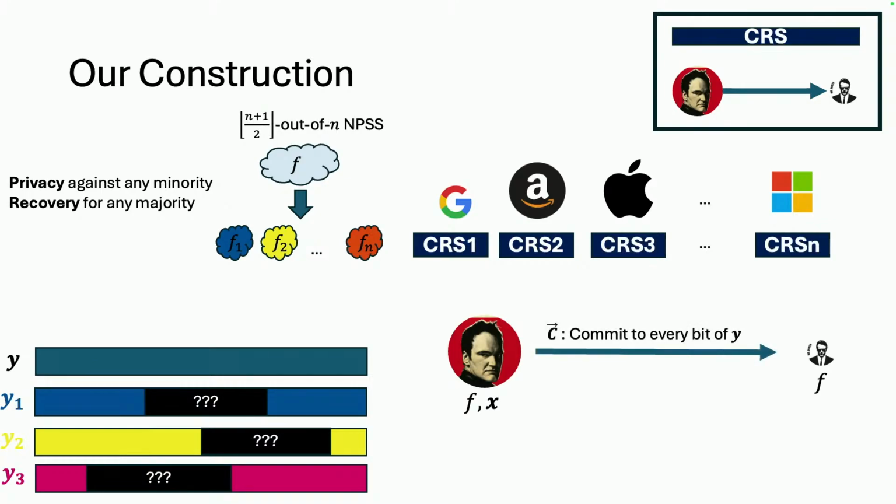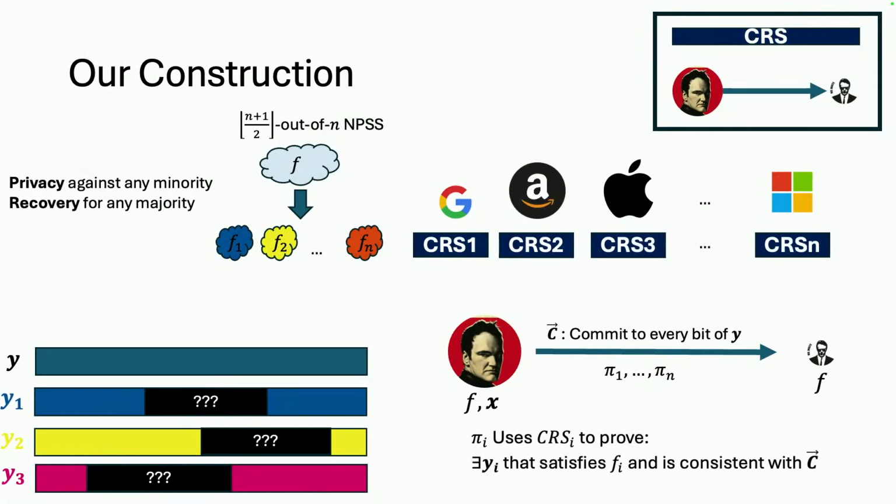And he's going to commit to the global assignment. And now he's going to send n proofs, right? Where the ith proof is going to be a proof with respect to the ith CRS. And the statement will be: there exists a partial assignment that satisfies Fi and is consistent with the commitment. Okay, so that's the system, and the verifier is going to accept if all the proofs accept. Consistent with a global commitment. Yes. Okay, so let's see why this thing works.